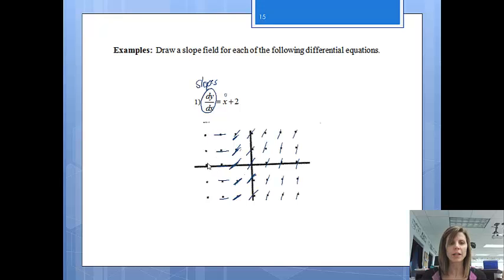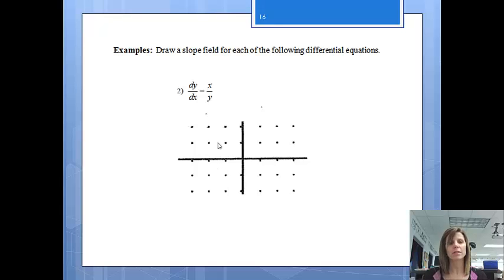And then when x equals negative 3, my slopes will be negative 1. So they should match the ones at negative 1. They should just be going in the opposite direction. So all of those have slopes of negative 1, and that's what the slope field looks like. And hopefully you can kind of tell by looking at it that the solution is going to again be a parabola.